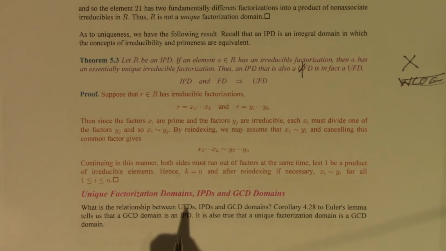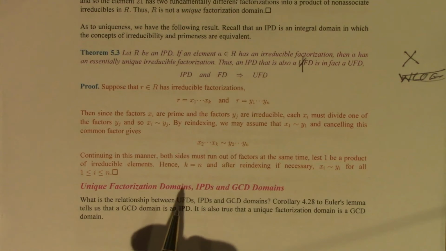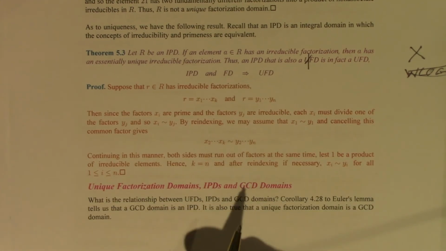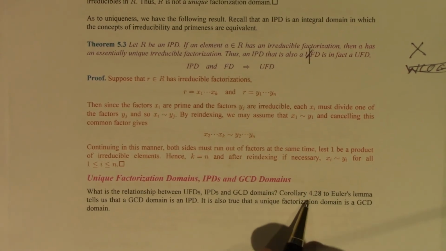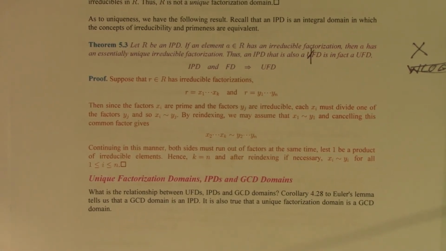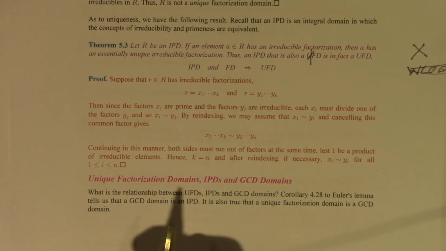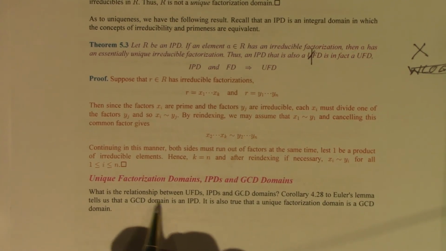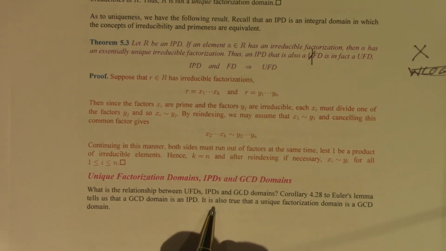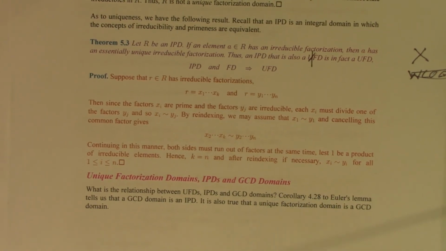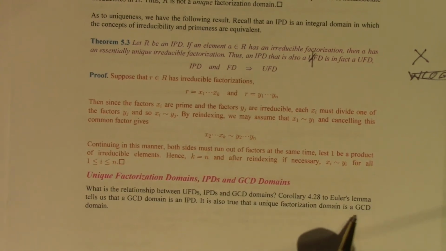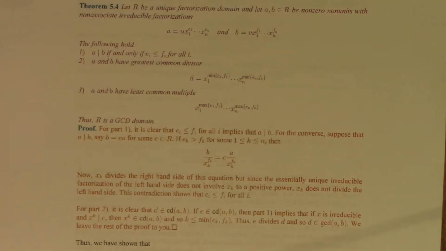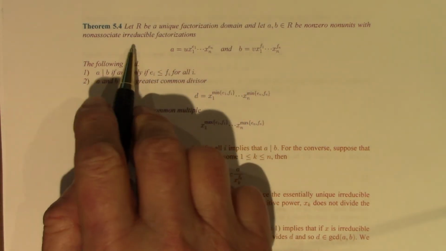So, what is the relationship between UFDs, IPDs, and GCD domains? Well, Corollary 4.28, which was a corollary to Euclid's lemma, told us that a GCD domain is an IPD. It's also true, as we'll prove next, that a UFD is a GCD domain. I really don't like this alphabet soup. Okay, here is the theorem.